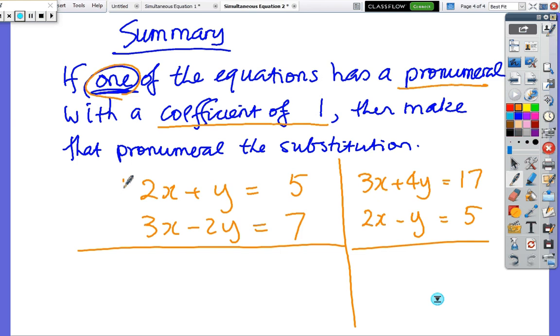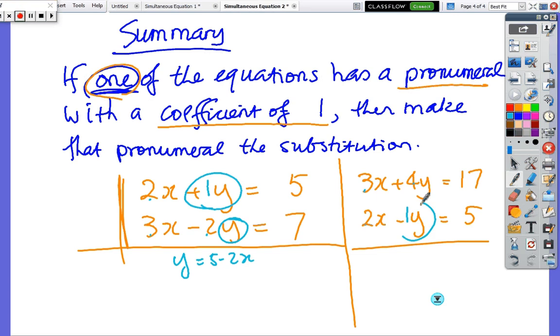So in this equation here, there's a 2, a 1, a 3, and a minus 2. So you make y the subject, and then substitute it in that position here. Here we've got a 3, a 4, a 2, and a minus 1. So again, we make y the subject, 5 minus 2x, and then you would just change the signs to be 2x minus 5, and then you would substitute it into that position.